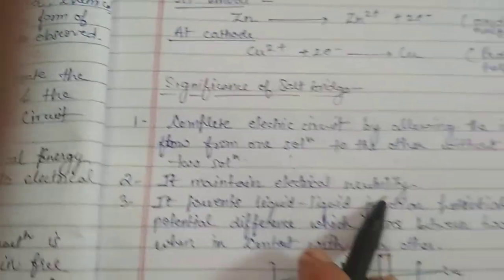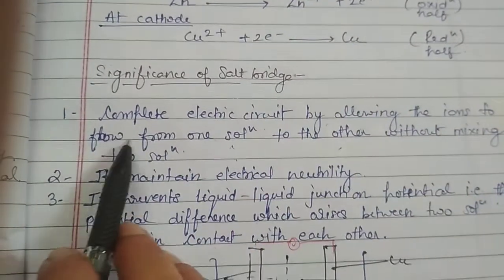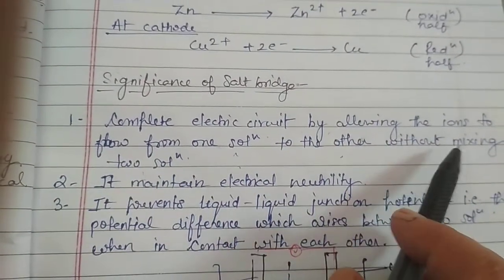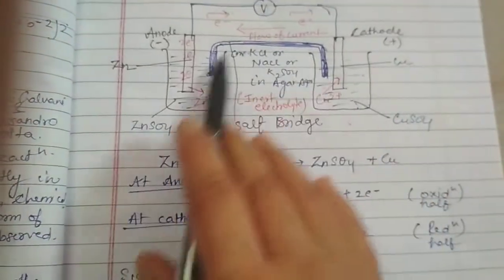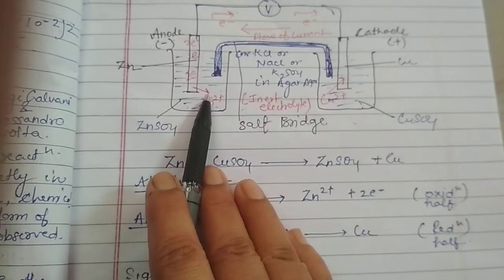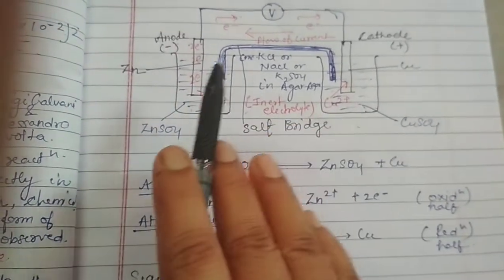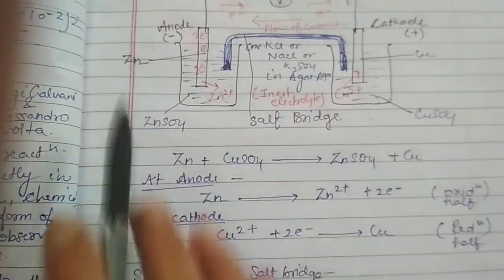So that is the next significance. It maintains electrical neutrality, and it also allows the ions to flow from one solution to another without mixing the two solutions, because we don't want to mix both solutions, so it keeps the solutions separate. Without mixing, it maintains the neutrality as well as completes the circuit.